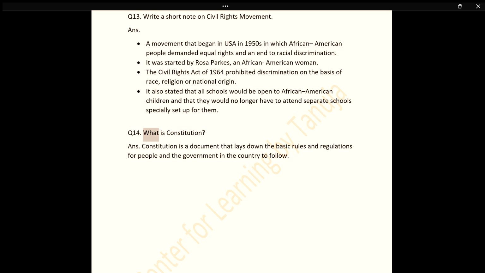Q14. What is Constitution? Ans. Constitution is a document that lays down the basic rules and regulations for people and the government in the country to follow.